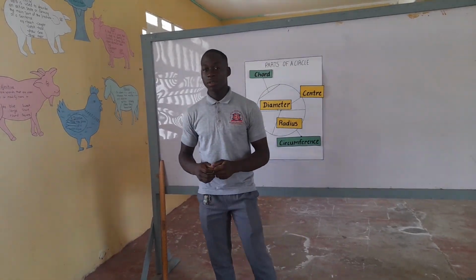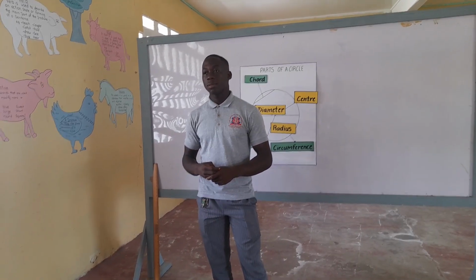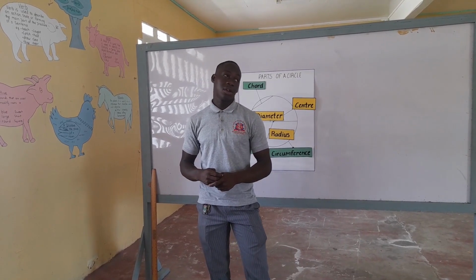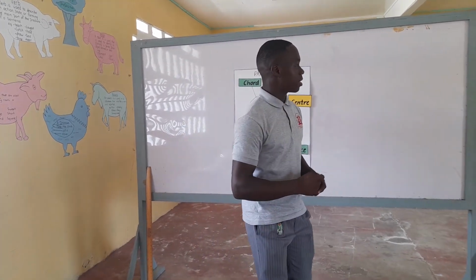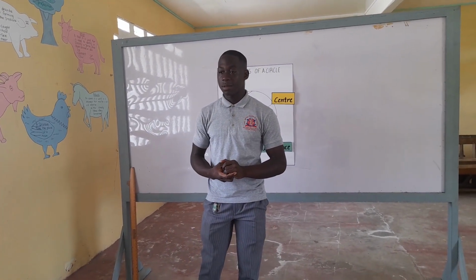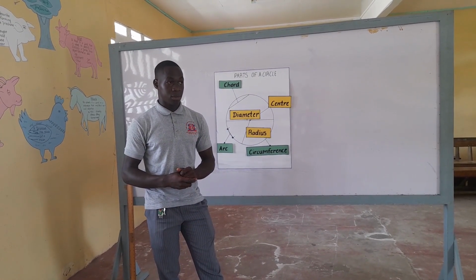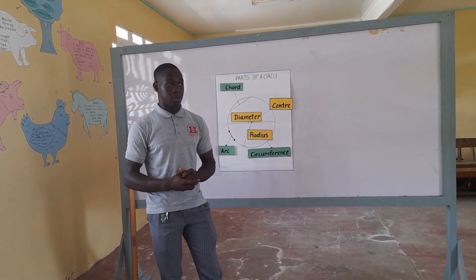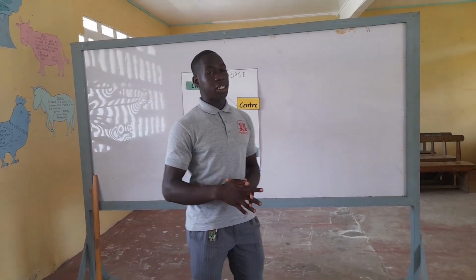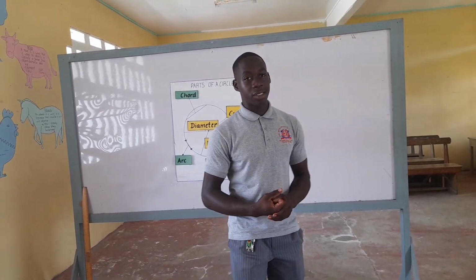Okay, so based on today's discussion, I would like someone to define in their own words what is a circle. Let's have John. Sir, a circle is a curved line. Yes, that's good. What about Peter? Sir, a circle is a curved line. It is round in shape. Very good, that's a good check. So a circle is a plane figure bounded by a curved line called a circumference. Okay, sir.